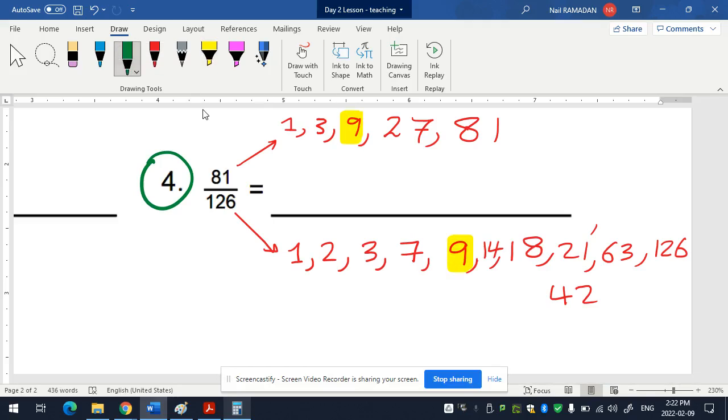All right, let's do this. So 81 over 126, divide by 9, divide by 9. 81 divided by 9 is 9. 9 over what? 14. And guess what? 9 and 14 will never get any lower.